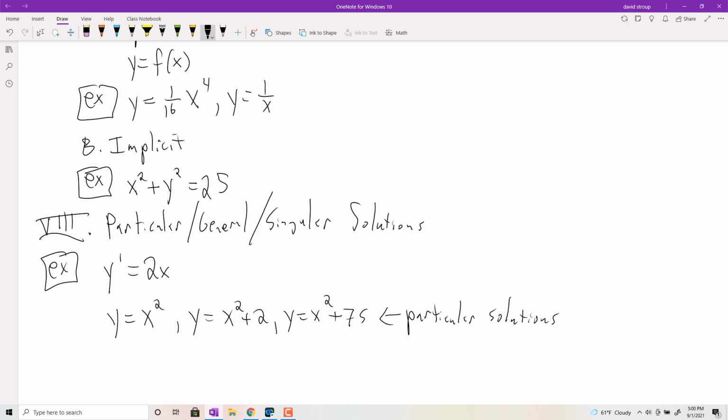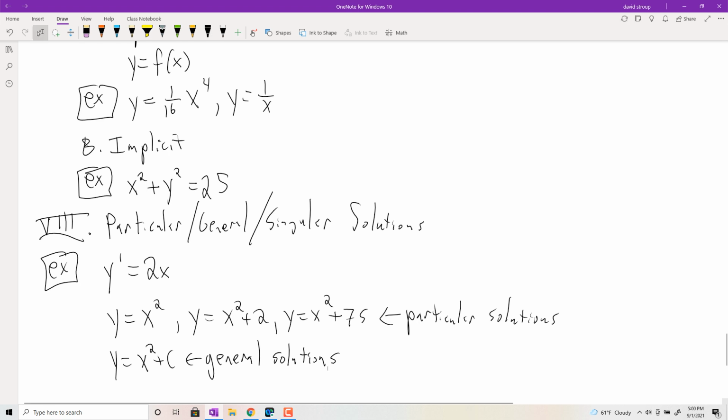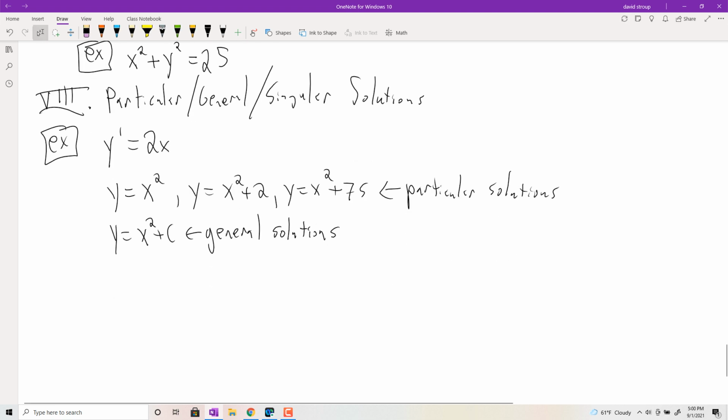But the thing you get from the integral, if you did the integral, you get x squared plus c. You always have to tack on that constant. That's the general solution. And from this general solution, you're supposed to be able to get all these particular solutions. If there's a solution that you can't get from the general solution, they'll call that a singular solution. And you can usually find those just by inspecting the differential equation.